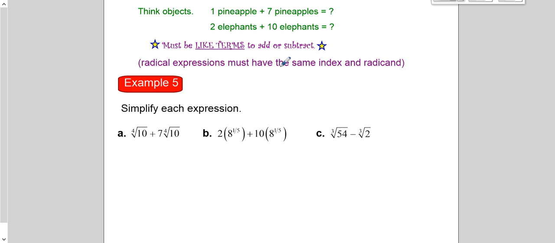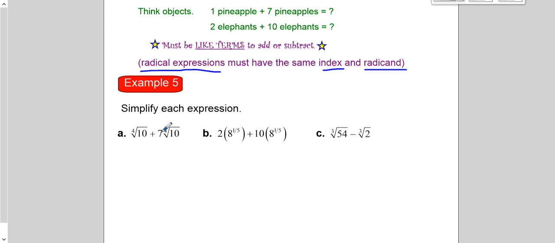Radical expressions must have the same index and radicand, so the same thing inside the radical and the same number on the radical, like down here, cube root, cube root. Oh, but those don't match in there. We're going to have to talk about that. Okay, so if they are like terms, then we can add them together.